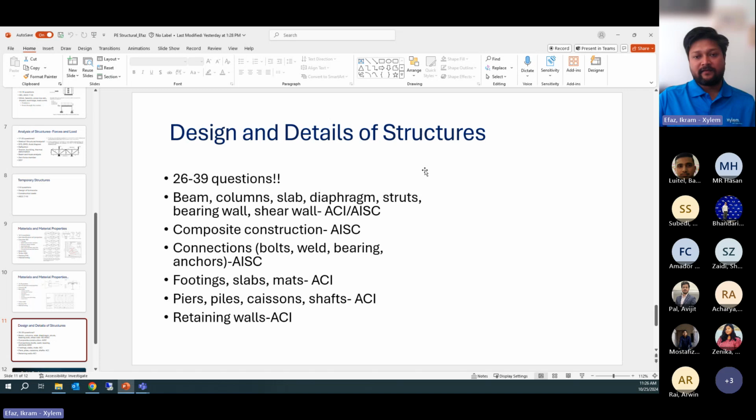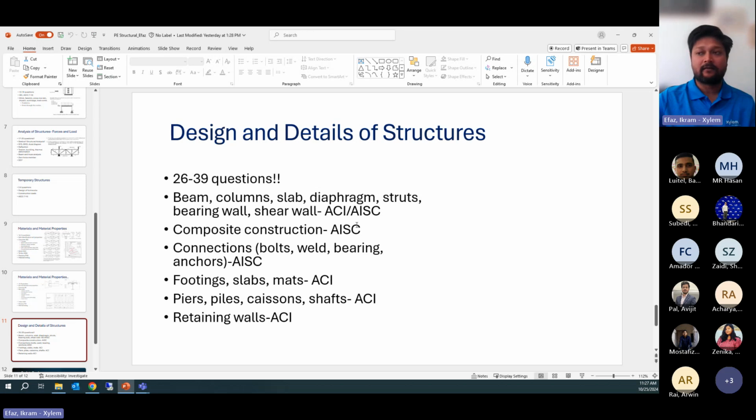And then the final section, which is the design and detail of structure, there will be 26 to 39 questions. This is basically the previous section. Because in this section, you have to know the design of beam, column, slab, diaphragm, strut, bearing wall, shear wall, which is from either ACI or AISC. Then you have to know the design of composite construction, which is from AISC. You have to know those steel beams on top of the concrete deck, which is pretty common here in the US. I think some of the UTA buildings are also these composite constructions, especially the new constructions. So you have to know how to do the composite construction calculation, how to calculate those studs and those things.